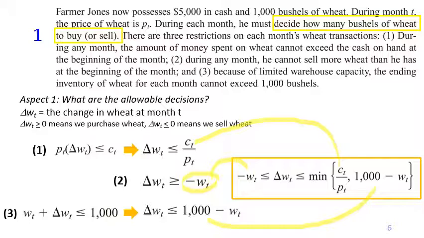So in other words, let's say you have a lot of cash, you can buy a lot of wheat, but your warehouse is already full, then you can't buy that much, right? Or you can only buy 0 because the warehouse is already full. Or if the warehouse is still empty, but you don't have any cash, obviously again, then you can't buy any wheat, right? That's why you put the minimum between these two restrictions here. Okay, so that is the aspect 1 that shows how much we can sell and how much we can buy wheat at month T.